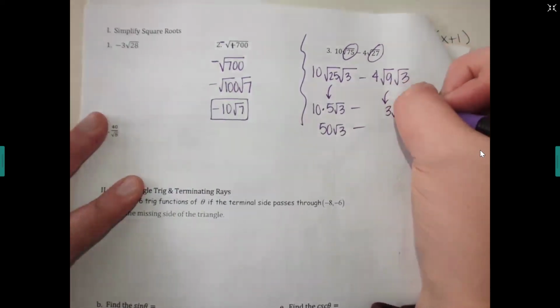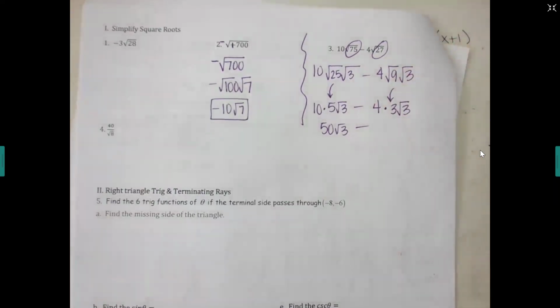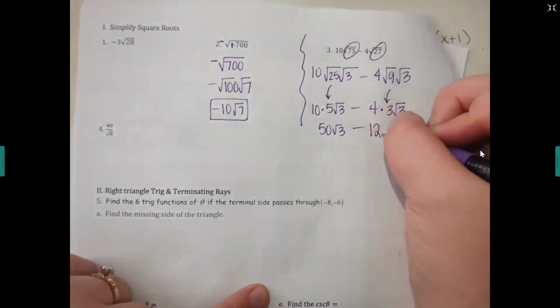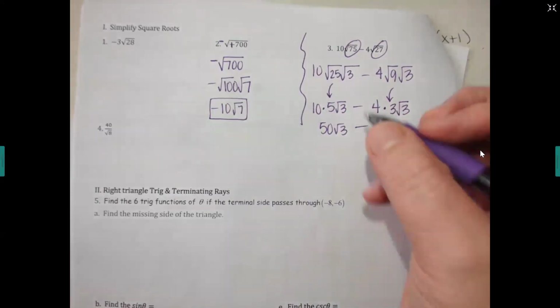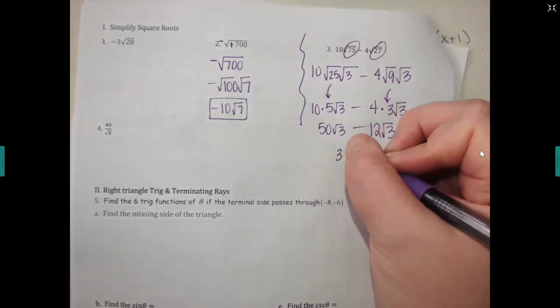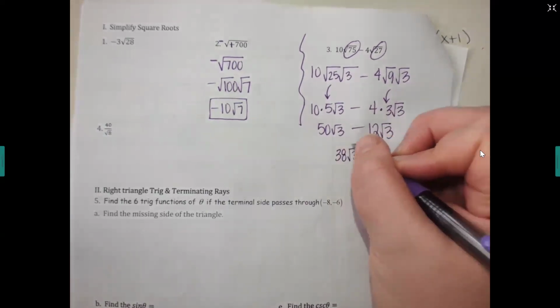3 root 3. But then remember that in front of that, I already had a 4. And so now that this is a regular 3, because it was a perfect square root of 9, I can times these together. 4 times 3 makes that a 12 root 3. And then remember that if your square root parts match each other, you can subtract the numbers in the front. So 50 take away 12. How many root 3s would we have left? 38 root 3. Very good.